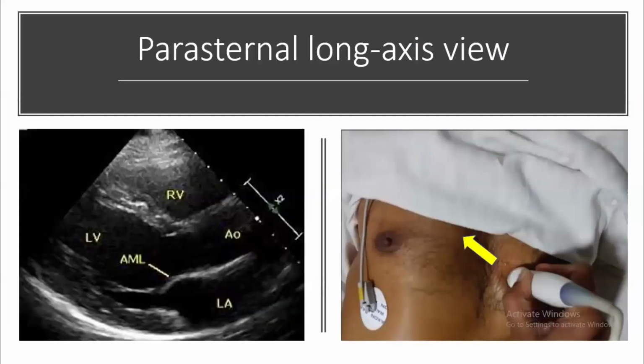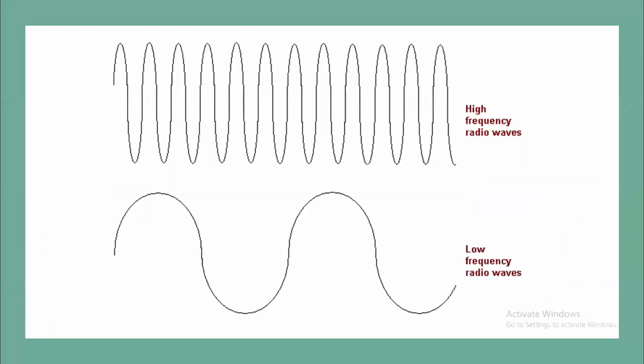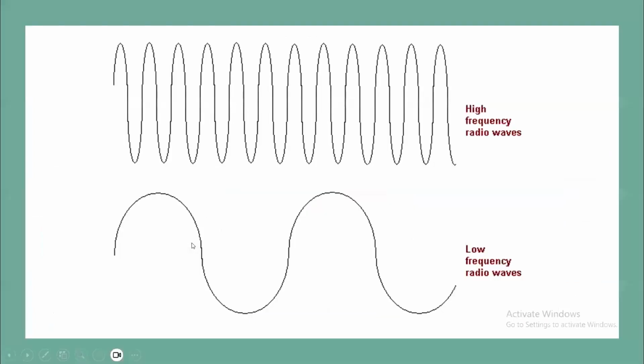So if we're talking about the parasternal long axis view, PLAX, we are using the cardiac probe here. On each probe, there is an arrow. I will show it to you here. You can see it here. This is the arrow, and it is on the other side of this probe.